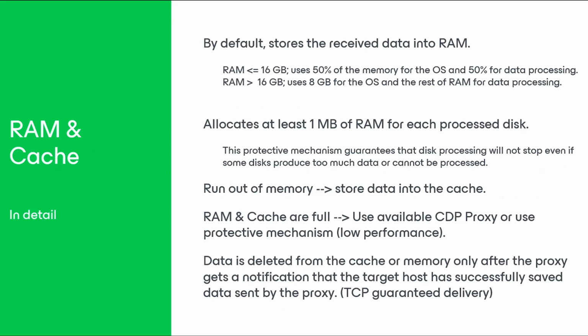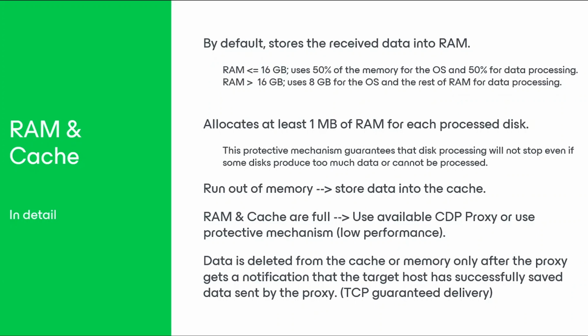Next, RAM and cache. So by default, all of the data is stored in the RAM, right? So the proxy receives the data and stores everything in the RAM. Now, if the RAM is less than or equal to 16 gigabytes, the CDP proxy will use 50% of the memory for the operating system and 50% for data processing. If RAM is larger than 16 gigabytes on the proxy, then the CDP proxy will use 8 gigabytes for the operating system and all the other RAM for data processing.